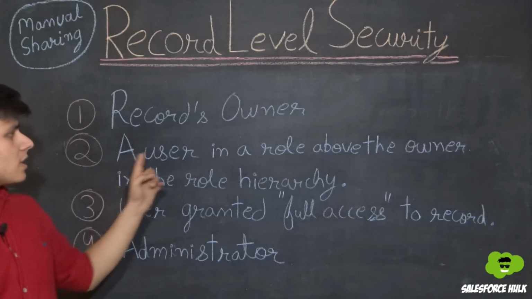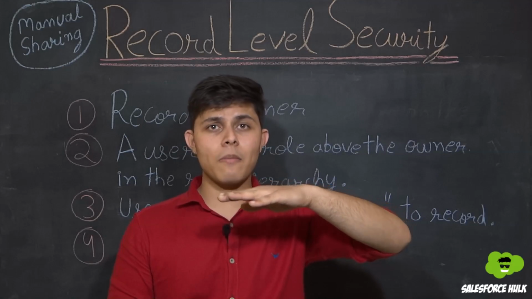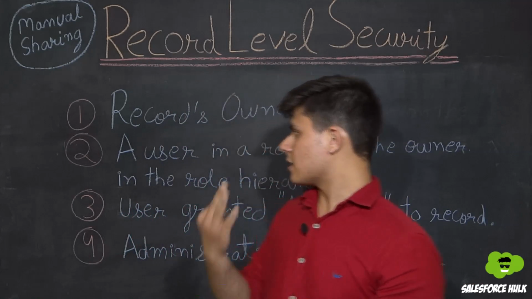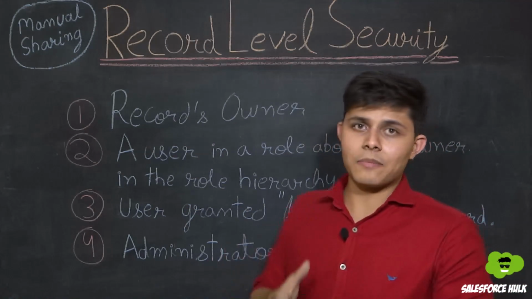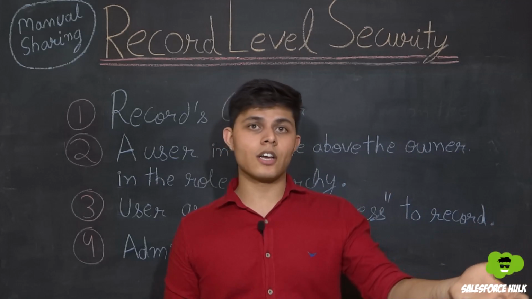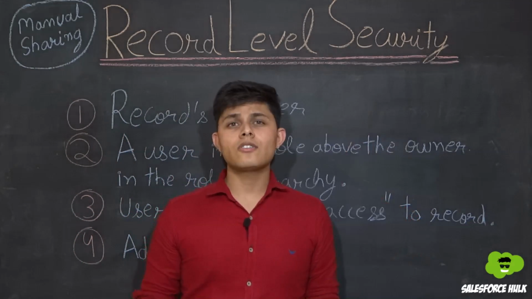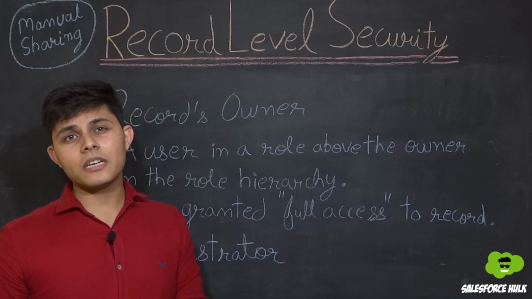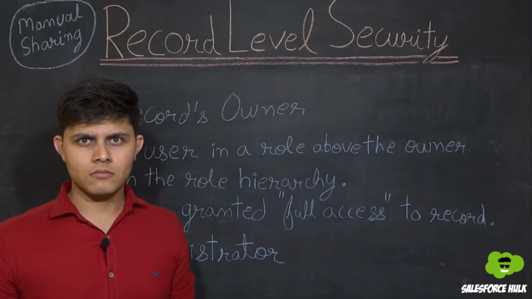The second type of user is a user in a role above the owner in the role hierarchy. Let's say John owns the record and Paul is in a role above John's role. Then in that situation, Paul can also share the record because he's above in the role. And then the third type is a user granted full access to the record. We can grant full access to that particular record to other users as well. So the users who have full access to that record can share this record with any other user they want. And the fourth one is the administrator. Obviously, the administrator can share the record. Now these records can be shared with public groups, roles and subordinates, roles, or individual users. And sometimes granting access to a particular record grants access to the records associated with it. When does that happen? When there's a master-detail relation.